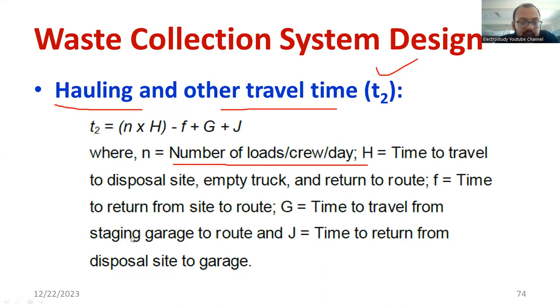And F is the time for return from the site to the route. We went to the disposal site and come back to the transfer station or back to the waste generation point. G is the time travel from the staging garage to the route. That is regarding the maintenance of the vehicle and all. J is the time to return from the disposal site to the garage. Garage is the place where the vehicles are kept after completion of the duty. So that is regarding T2.